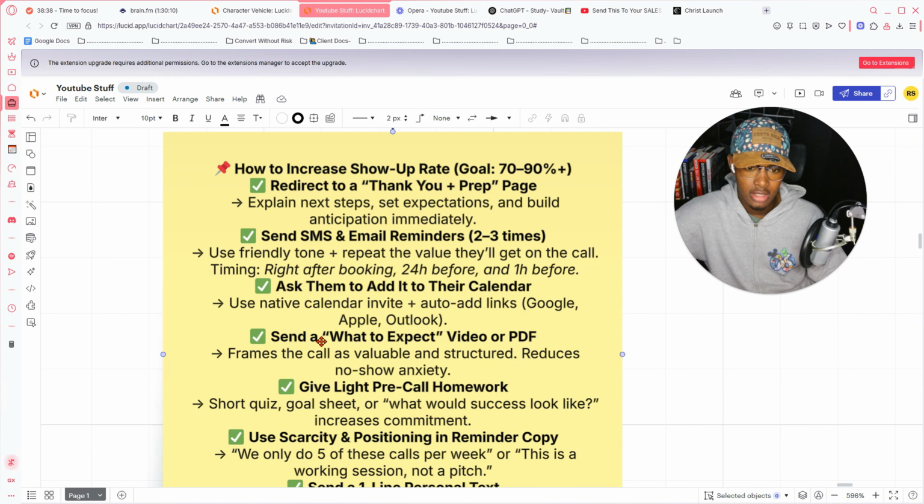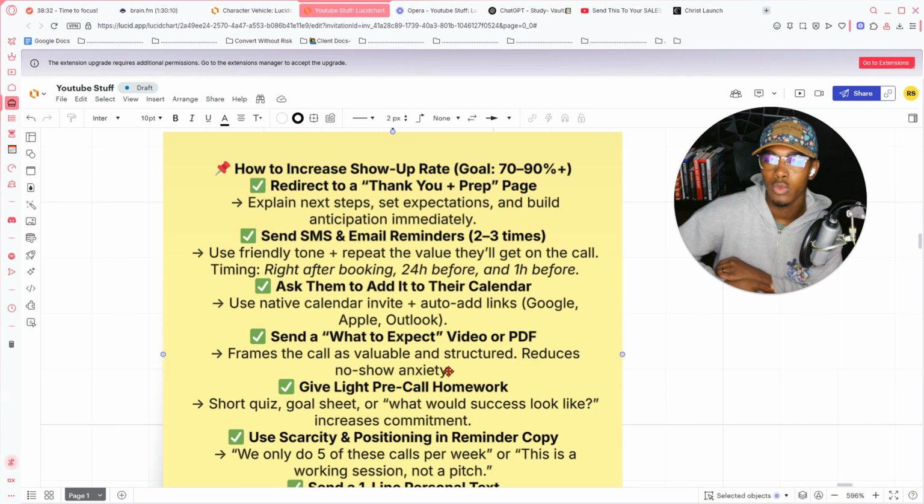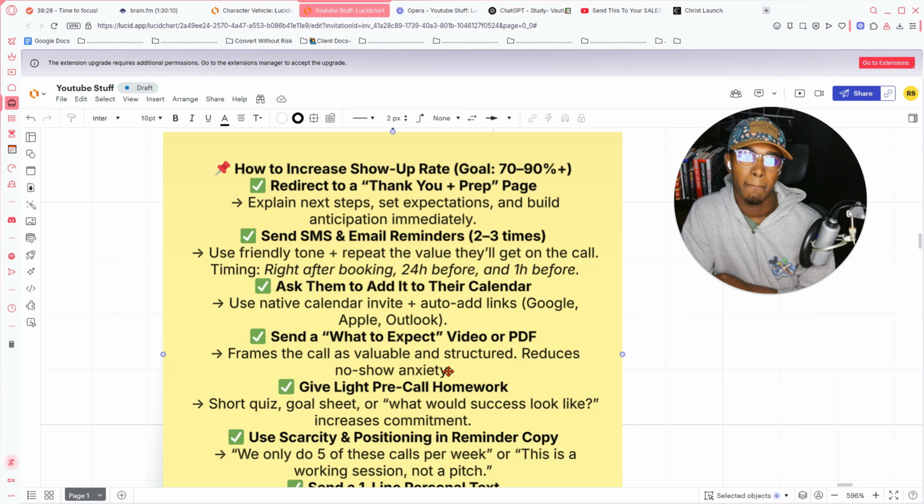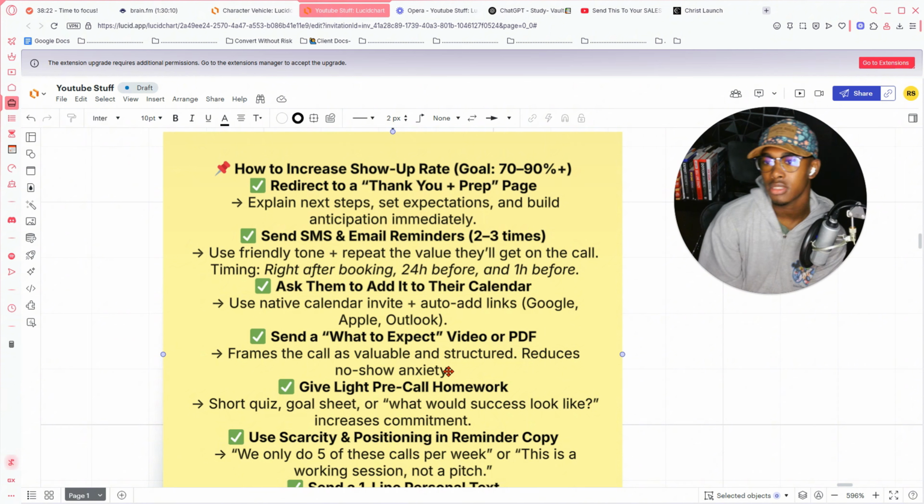All right, so add it to the calendars, send a what-to-expect video or PDF, which frames the call as valuable, adds structure, and reduces no-show anxiety. So with this, your confirmation page needs to have videos that handle the objections, answer all types of questions, that really get things out of the way that would normally happen on a sales call, so that you can save time.